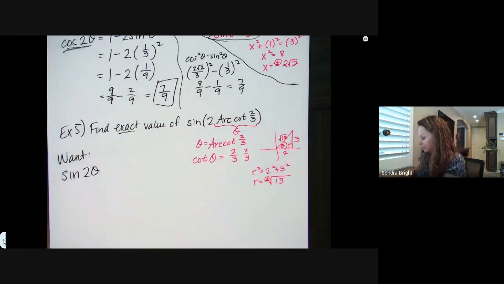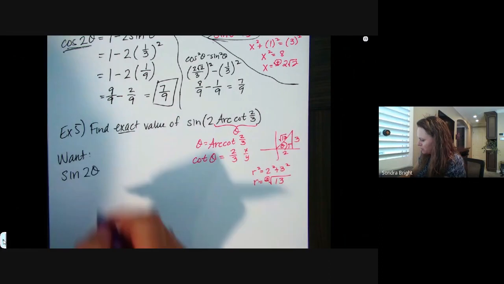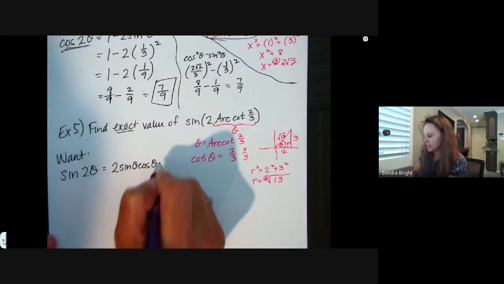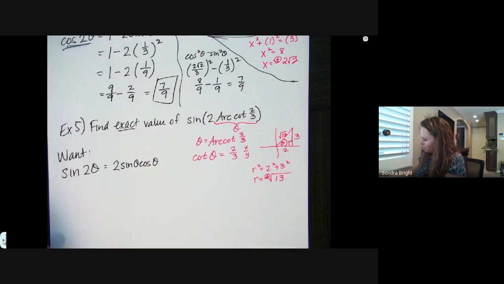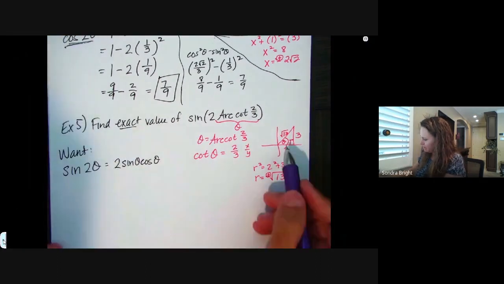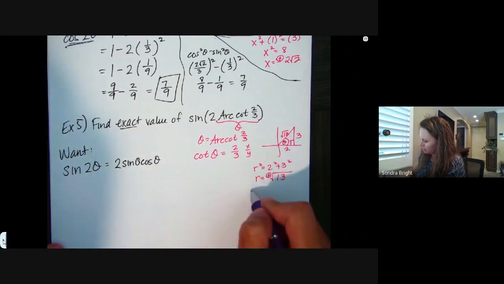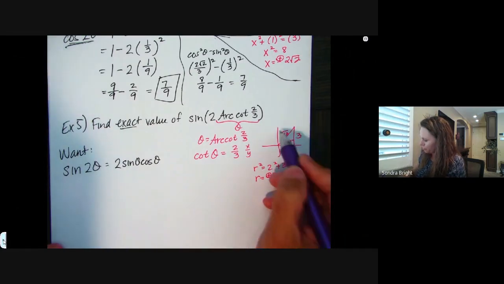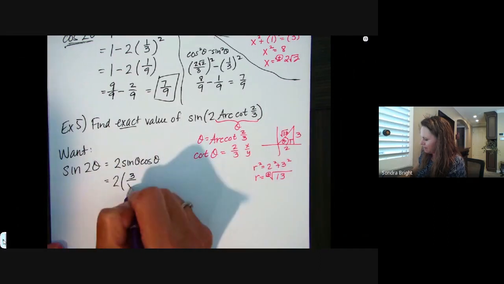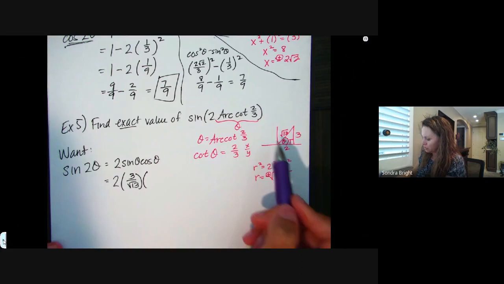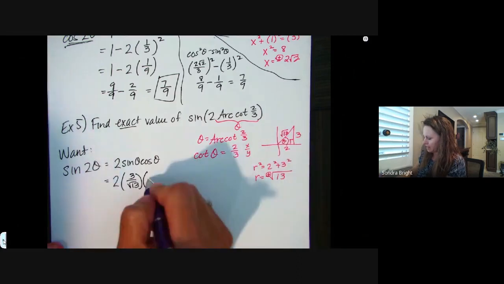All right, well, sine of 2 theta is 2 times sine of theta times cosine of theta. Those were the identities you were given yesterday. For this triangle, this is theta. Your sine of theta would be y over r, so that's 3 over rad 13. And cosine of theta is x over r, so 2 over rad 13.